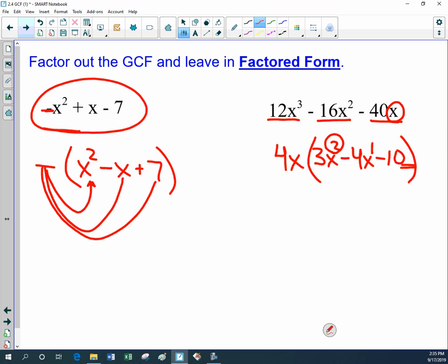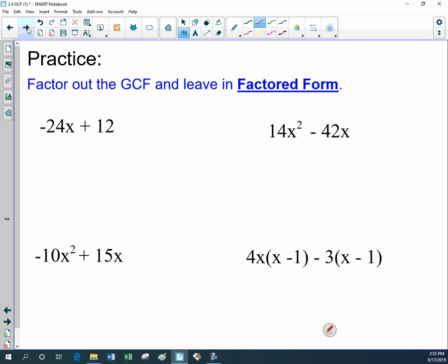We factored that out, so now there would not be an x with the negative 10. Okay, and again, if I distribute the 4x, I should get exactly what we started with. 4x times 3x squared is 12x to the third. 4x times negative 4x is negative 16x squared. 4x times negative 10 is negative 40x.